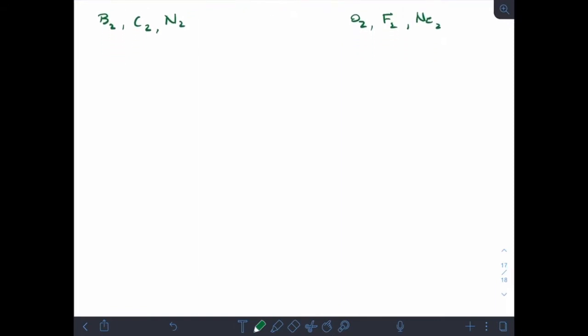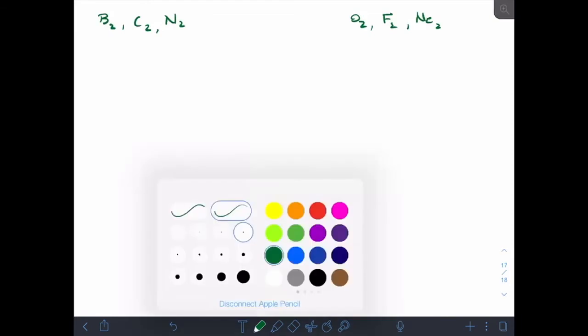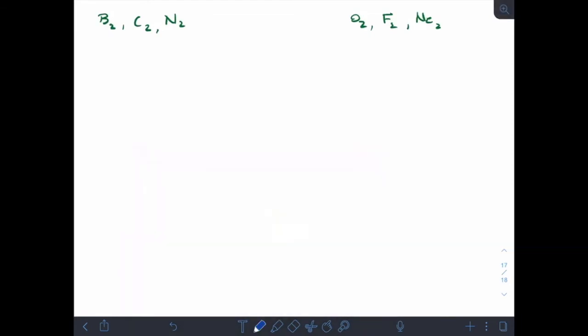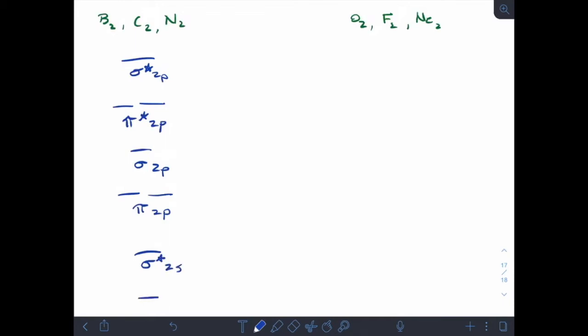So we just did the one for N2, so I can go ahead and put that one down, starting from the top, because it's easier that way to make sure everything is lined up. I had my sigma star 2p, and then I had my pi star 2p, and then I had my sigma 2p, my bonding, and then I had my pi 2p, and then below that was the sigma star 2s and my sigma 2s.